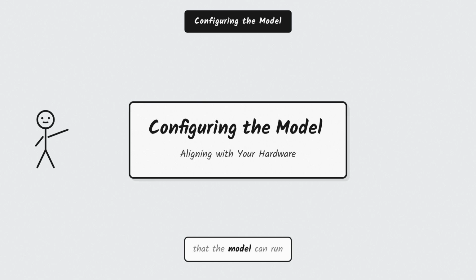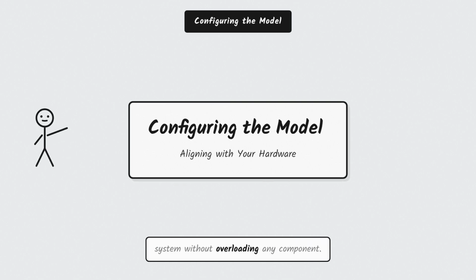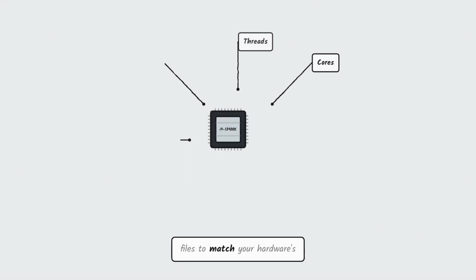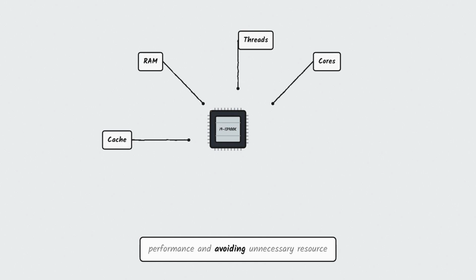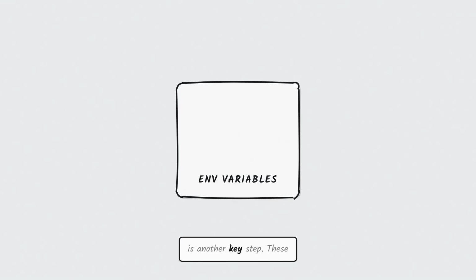This ensures that the model can run efficiently on your system without overloading any component. Start by modifying the configuration files to match your hardware's specifics, such as the number of CPU cores or available RAM. This step is crucial for optimizing performance and avoiding unnecessary resource strain. Setting environment variables is another key step.